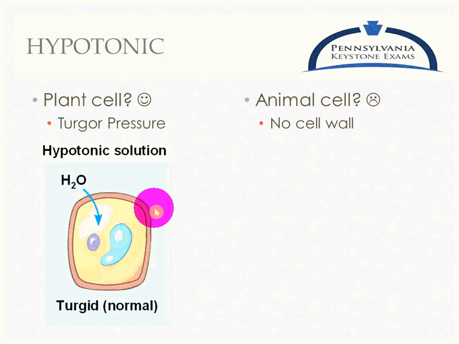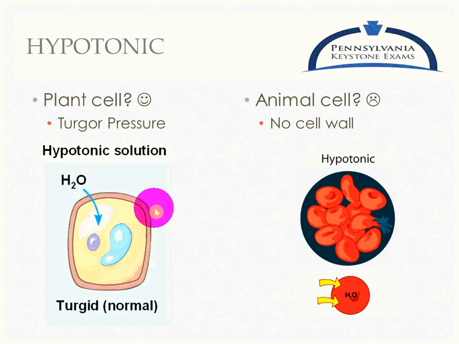However, an animal cell does not have a cell wall. So if an animal cell is placed in a hypotonic environment, water is going to rush in and in and in, and the cell will pop or burst open. So that's why I have my smiley face here. Plants love a hypotonic environment. Frowny face here. Animals will die in a hypotonic environment.